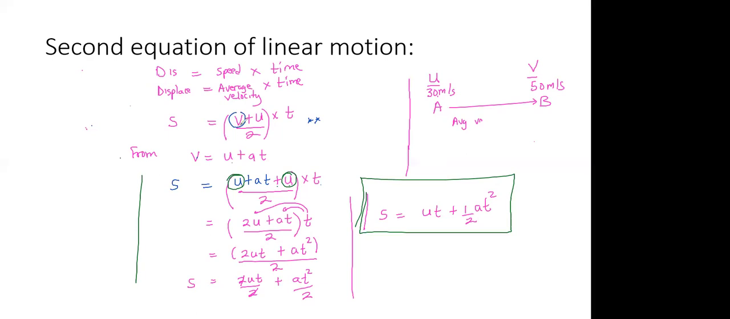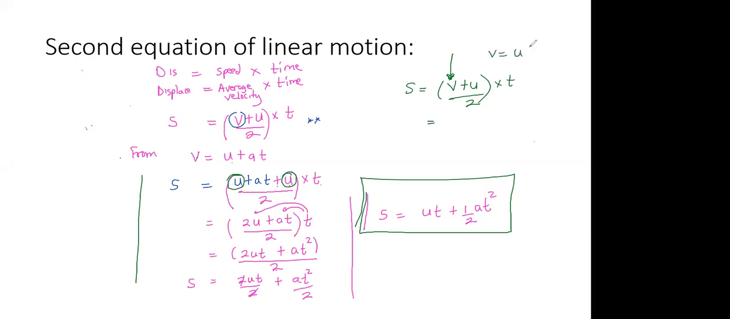Okay, Audrey, now we are coming back. Let us start from there. Was this okay? S is equal to V plus U out of 2 times T. Now, are you seeing this V here? From the first equation, we say that V is equal to U plus AT. Do you remember? Now, where there is this V is where we are going to put the whole of this, because they are the same.